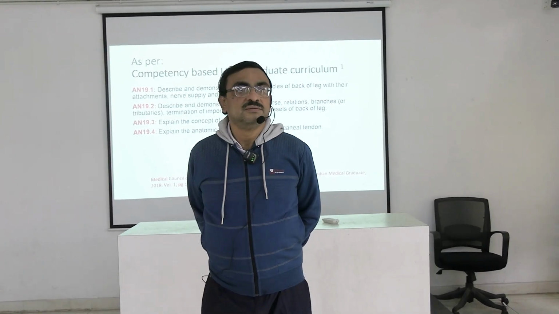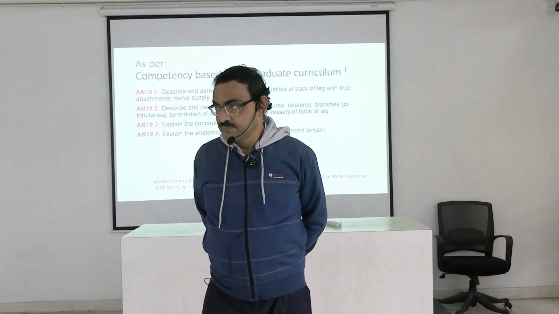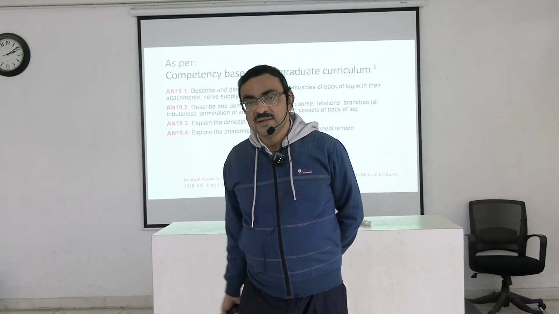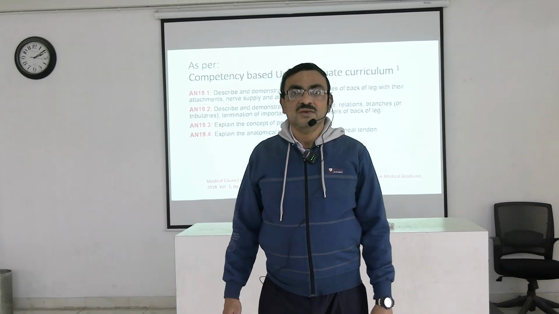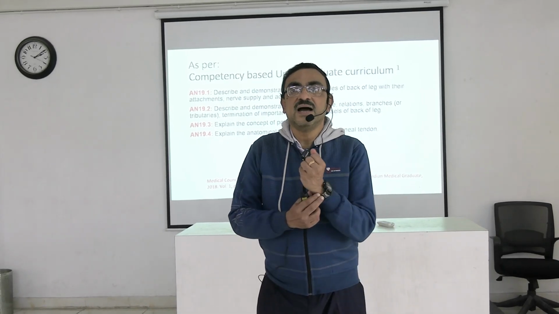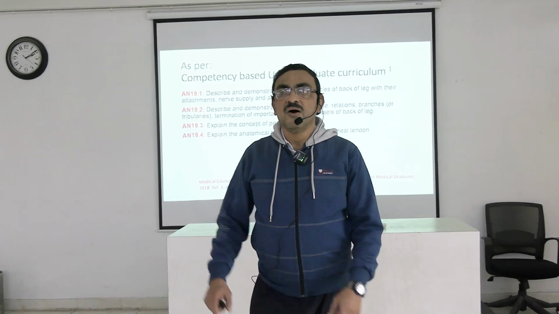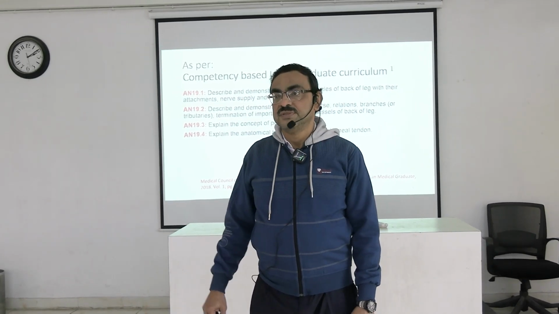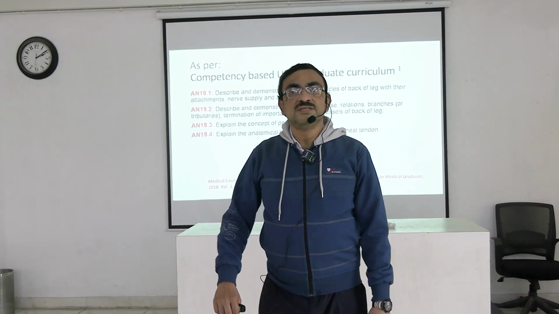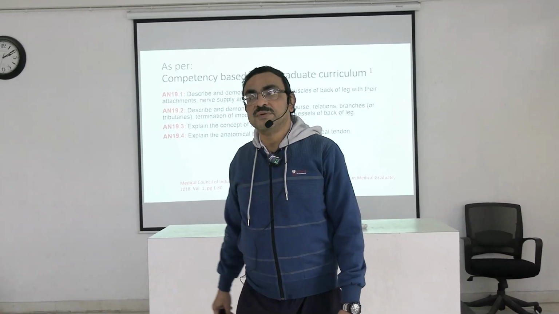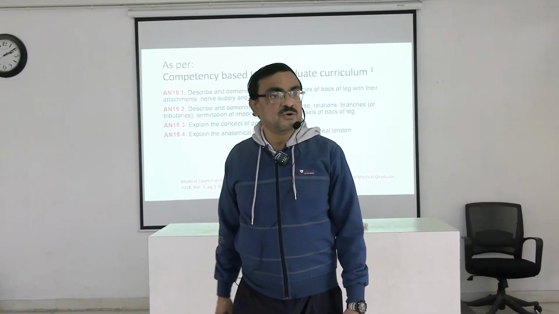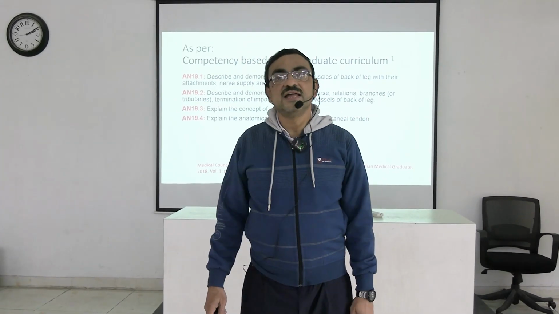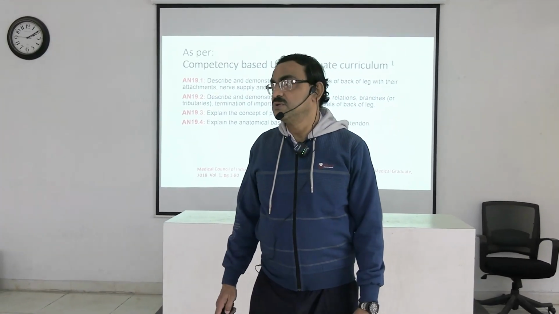The leg has got three compartments: anterior compartment, lateral compartment, and the posterior compartment. You already have some idea how these compartments are being formed. There is a deep fascia which is continuous from the anterior border of the tibia to the posterior border of the tibia, and it is been divided on lateral side by anterior and posterior intermuscular septum.